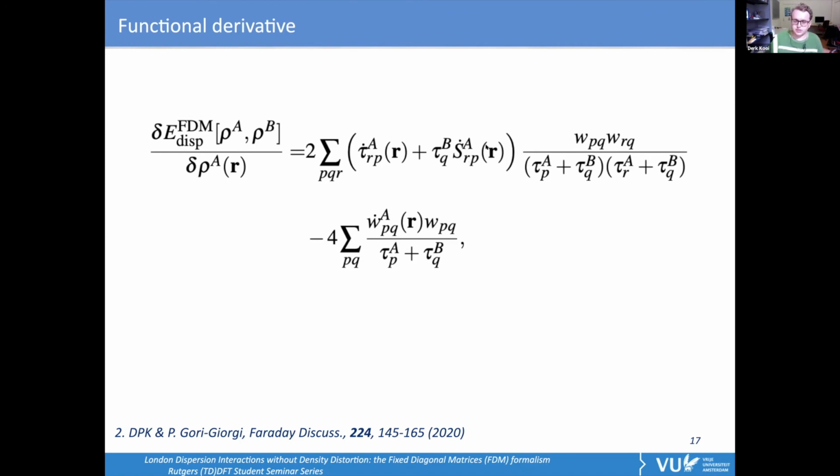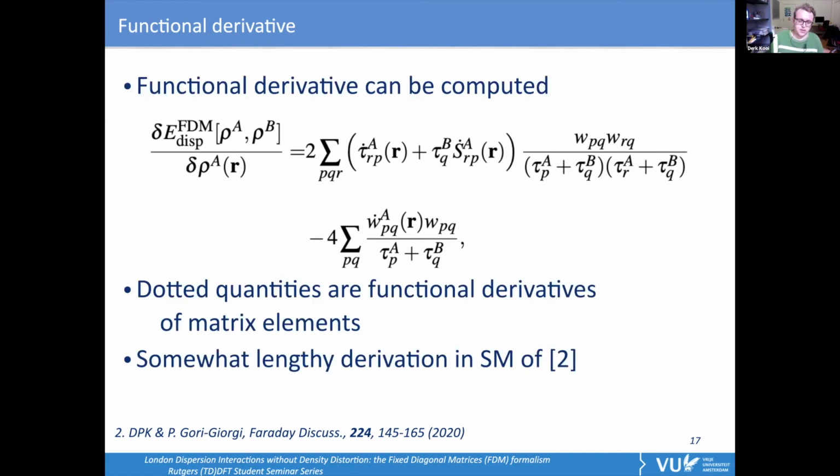So these are expressions that involve the dispersals and the functional derivative of the exchange correlation hole. They can be computed, but there is a somewhat lengthy derivation in the supplementary material of this Faraday Discussions reference. It's not so pretty, unfortunately, but the end result, I think, is quite promising.